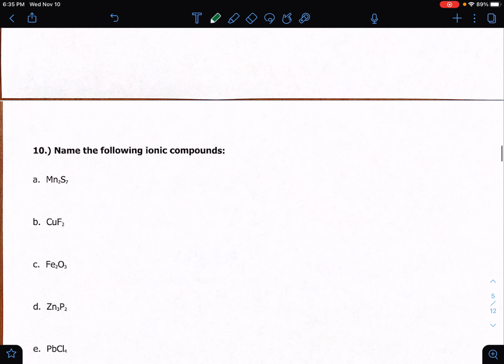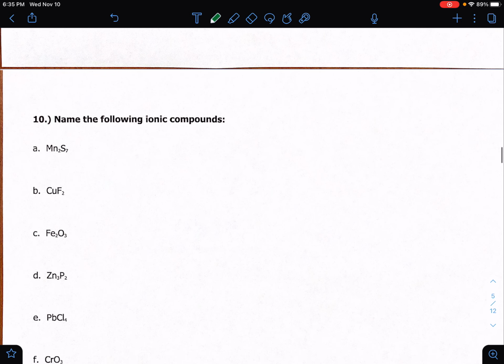Now, name the following ionic compounds. So when you start seeing transition metals, you can no longer just say manganese sulfide, because you need to tell me what the charge of that manganese is. The way we do that is we have to break it up into ions first. One of the ways you can do that is by doing the reverse crisscross. So let me clear this up real quick.